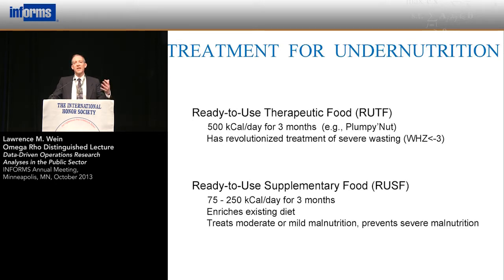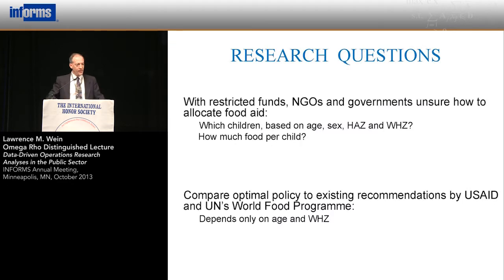It's been so successful that they now use ready-to-use supplementary food. It's the same thing, but in lower doses, to prevent extreme malnutrition and to treat more moderate forms of malnutrition. It turns out there are really quite restricted funds here. The estimate is that about 15% of these starving kids who need this food actually get it. So NGOs and governments in Africa and elsewhere have to decide who this scarce food goes to, and they're really unsure how to do it.